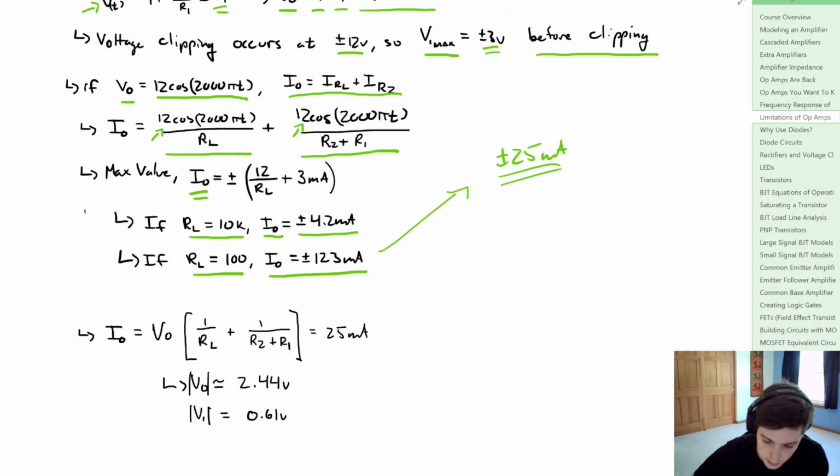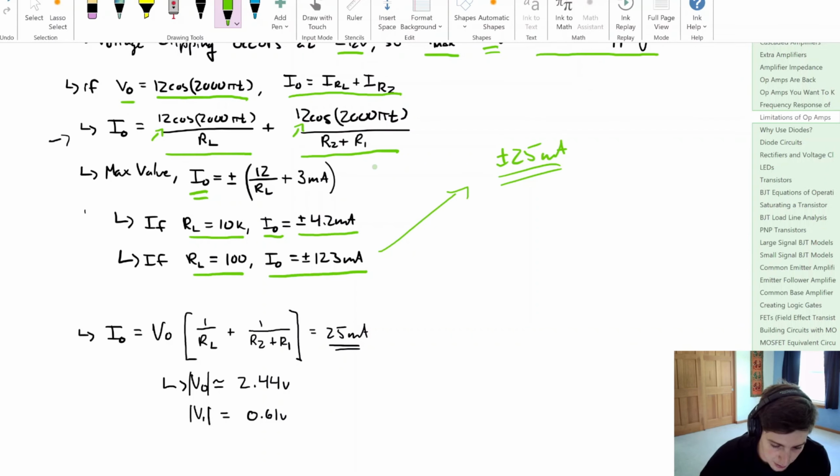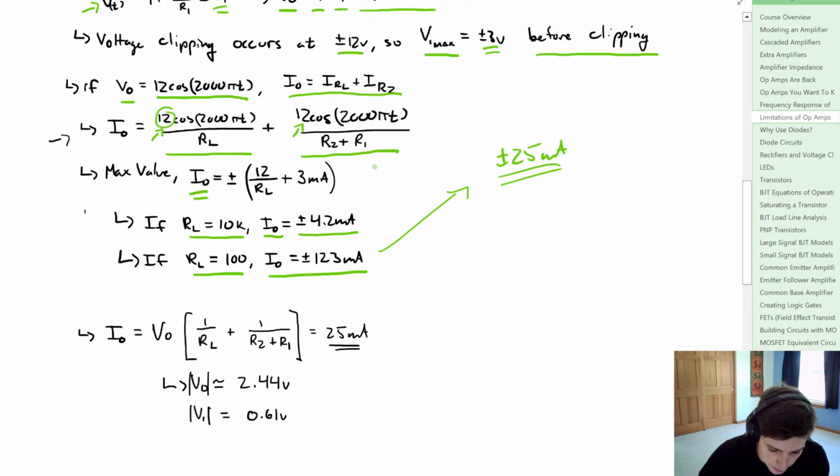So if we actually looked at what the limiting factor is for when we would have a 25 milliamp output current, well, we can modify the equation up here, and we're just going to use the magnitudes, but instead of 12 volts, we're going to be seeing what the output maximum is at 25 milliamps to actually find what that output voltage is. So we can simply divide 25 milliamps by the value for our load resistor, R2 and R1. And if we keep our load resistor at 100 ohms, our output voltage is about 2.44 volts.